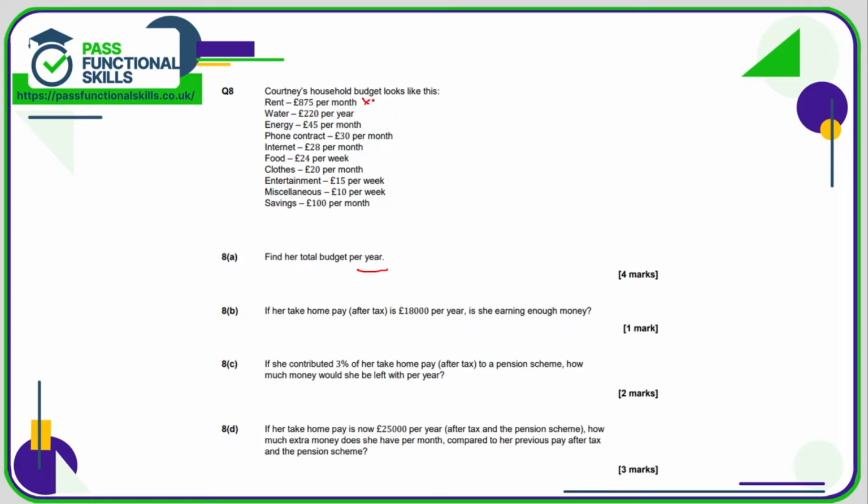So the rent, we're going to multiply by 12, water stays as it is, energy is times 12, phone is times 12, as is internet, food is times 52, clothes is times 12, entertainment times 52, miscellaneous times 52, and 100 per month, this one here, multiplied by 12. So 875 multiplied by 12 comes to 10,500. 220 is just 220. 12 times 45 is 540. 12 times 30 is 360. 12 times 28 is 336.